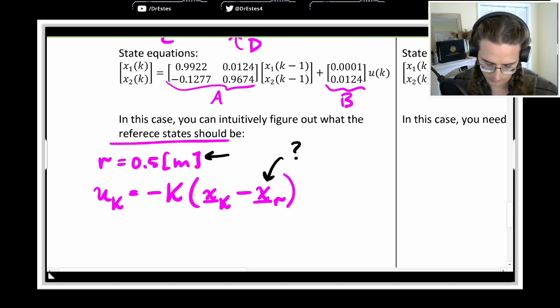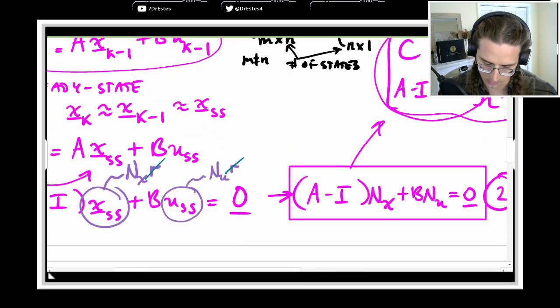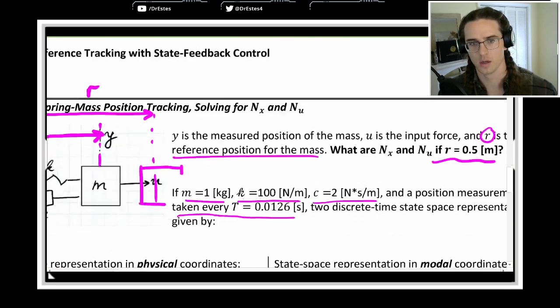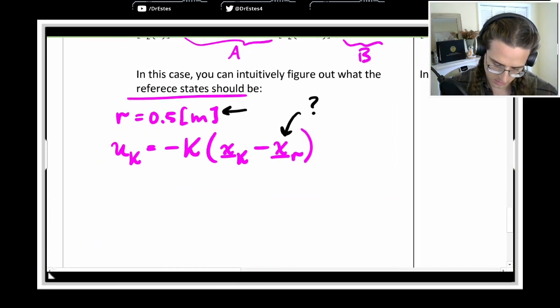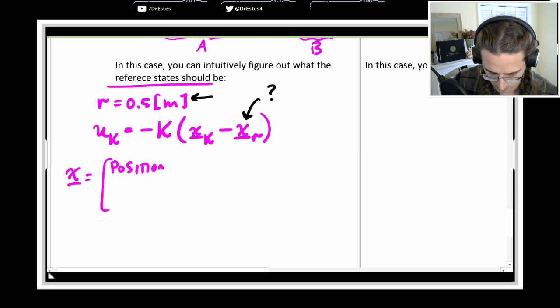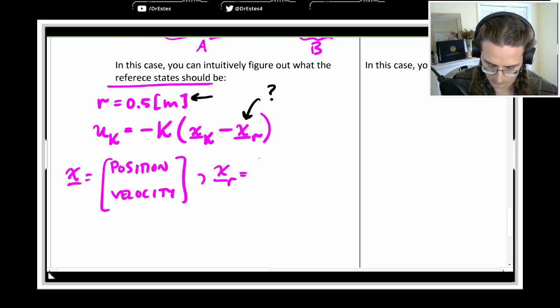Okay. Now, in this case, you don't really have to use that matrix equation that I was showing you earlier. I mean, you could, to solve for Nx and Nu, and that's related to the reference. Because I know that the first state is defined as position, and the second is defined as velocity, when I have xr, I'll have reference position and reference velocity.